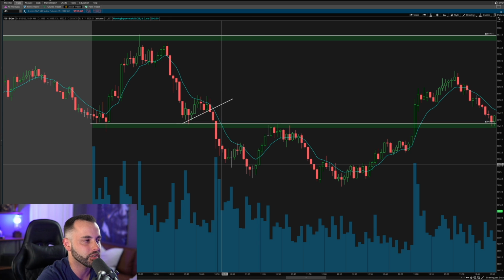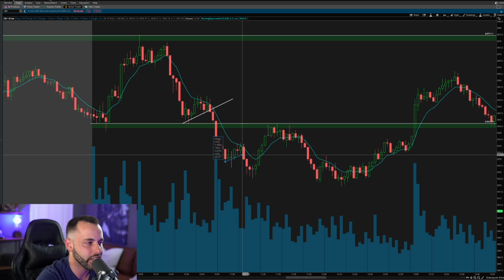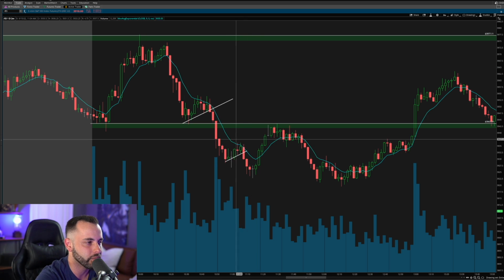Where's the next entry? You're getting overextended past the 9. Look at this bear flag into the 9 EMA once again. You can see push to the upside, 9 EMA rejection, bear flag to the downside. That's another very nice trade setup.